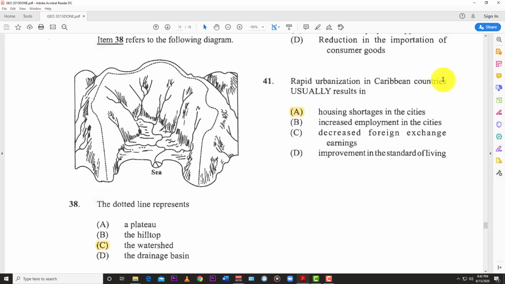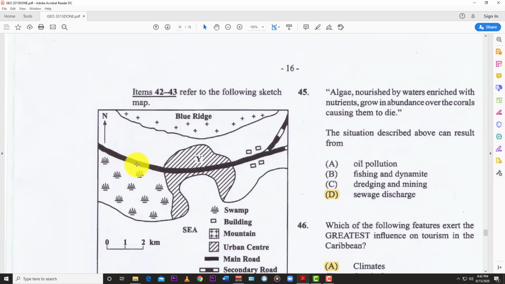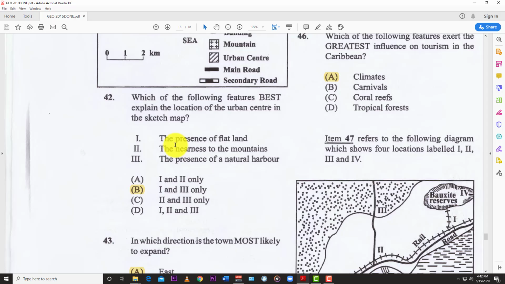41, rapid urbanization in the Caribbean countries usually results in, and the answer is A, housing shortages in the cities. 42 and 43 refer to the following sketch. Which of the following features best explain the location of the urban center in the sketch map? And so you have some options here.